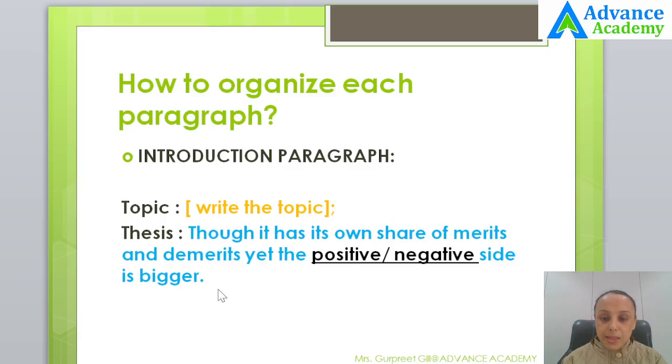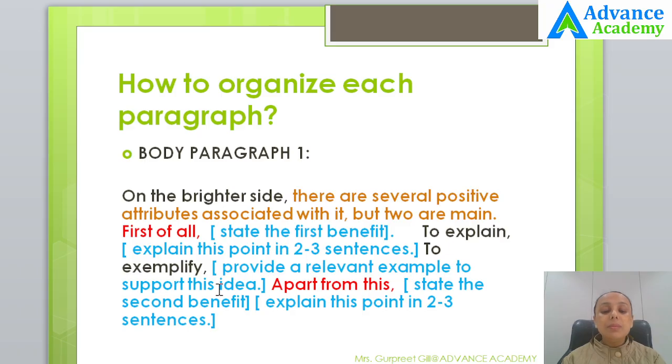Then in the body para 1, because we know that we are going to keep two benefits for the topic. On the brighter side, there are several positive attributes associated with it, but two are main. Then by using an idea connector, like first of all, you're going to state the first benefit, explain it a bit, and you might support it with a relevant example. Then apart from this is a connector used to connect the second main idea, that's the second benefit related to the topic. You would explain it equally as the benefit number one was explained, and then you will be closing this paragraph.